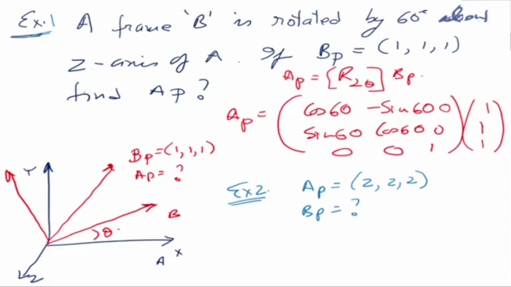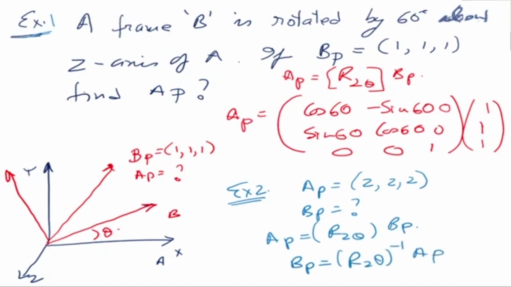So in this system, I have given you AP, BP, and I asked you to find AP. Now, can you find BP if AP is given? Okay, so the equation remains the same: AP is equal to RZ theta into BP. What will BP be equal to? BP is equal to RZ theta inverse into AP, right?